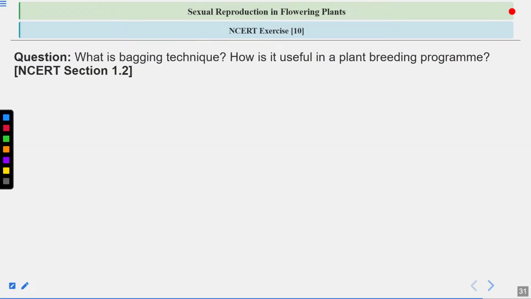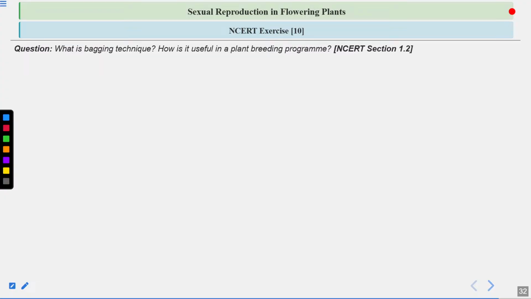Next question, and this is the last question. What is the bagging technique? Very, very important. And how is it useful in the plant breeding program, right? This question is also coming from the 1.2 section. This 1.2 section, sexual reproduction in flowering plants, is very long in this particular chapter. You can see that questions 1 to 10 are all coming from section 1.2 only, right? So this was the question, and let us see the answer.